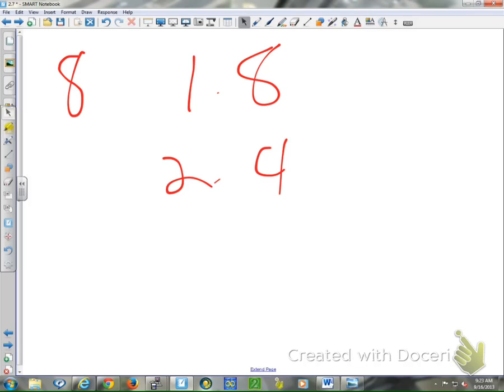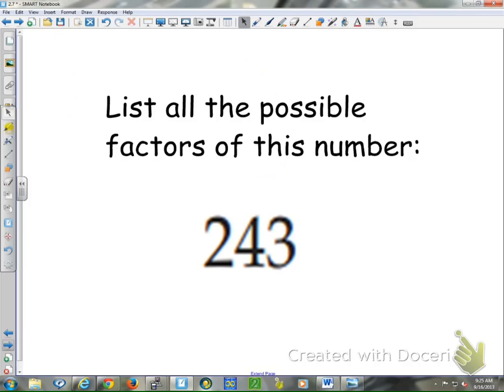Let's look at this one. List all the possible factors of 243. We'll always start with 1, although you pretty much will never need that one. But yeah, 1 and 243. Now, we're going to start working our way up. What about 2? No. Hopefully you'll remember some of your little tricks. What about 3? Yes.